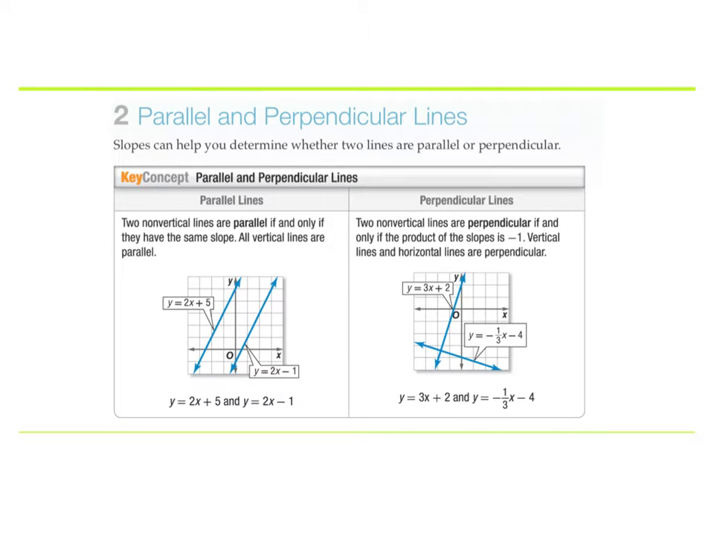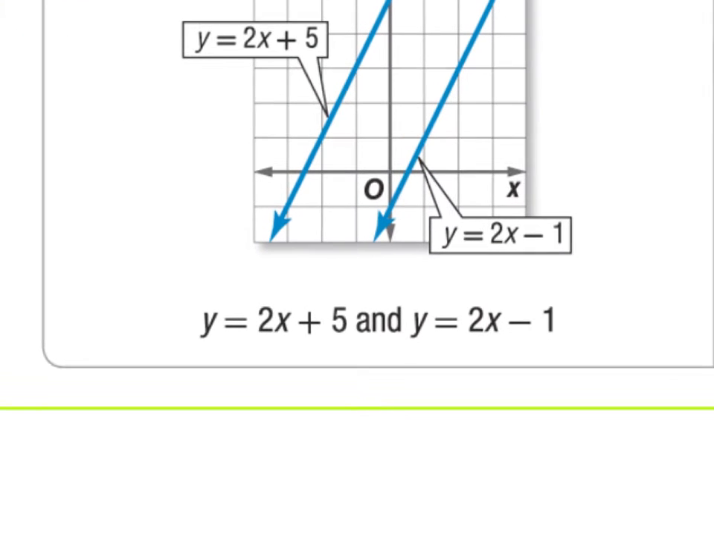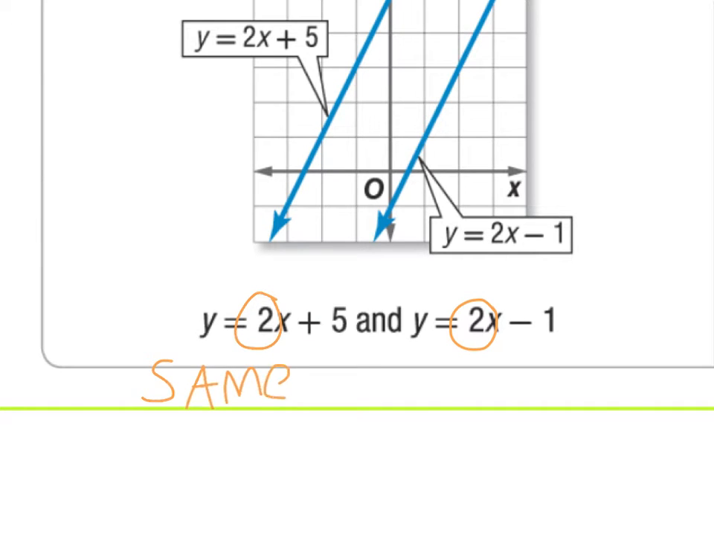So today we're continuing to learn about equations of a line, but now we're dealing with lines that are parallel and lines that are perpendicular. So lines that are parallel have the same slope. If we look here at our two equations of the lines, we have a slope of 2 and a slope of 2. So parallel lines have the same slope.